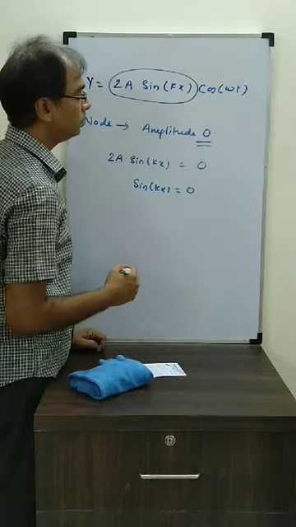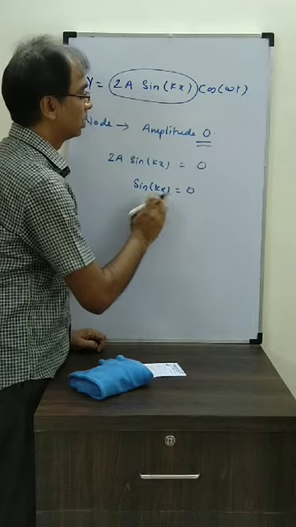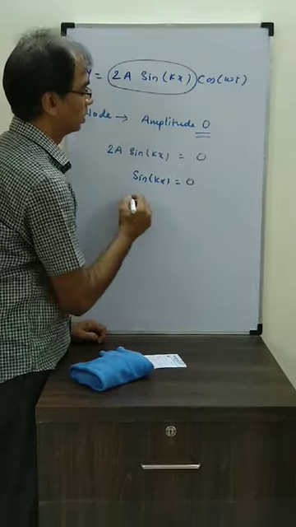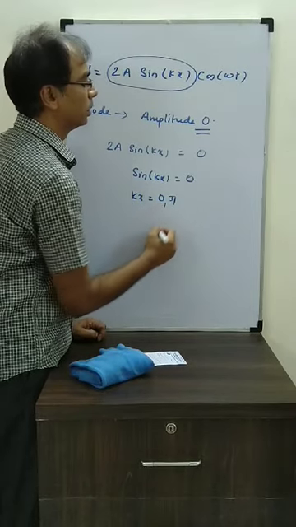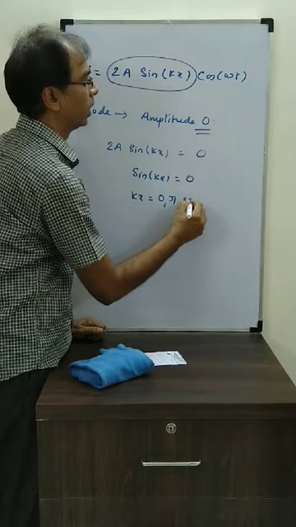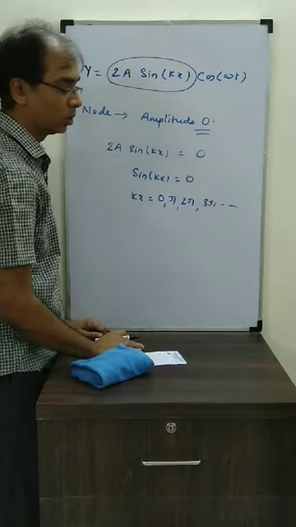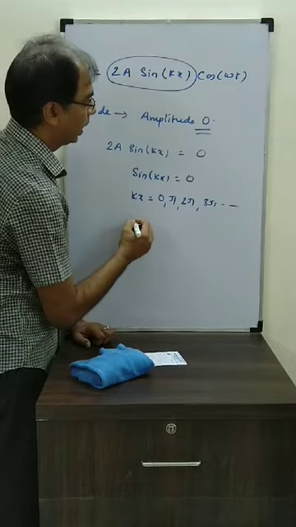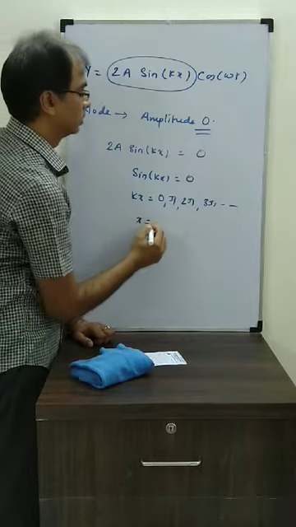Okay. Now sin kx is 0. So what is this kx value then? Now kx value is either 0, or it can be pi, or it can be 2 pi, or it can be 3 pi, and likewise. Okay, so that means the x value, the position of a node for this particular wave, can be 0.